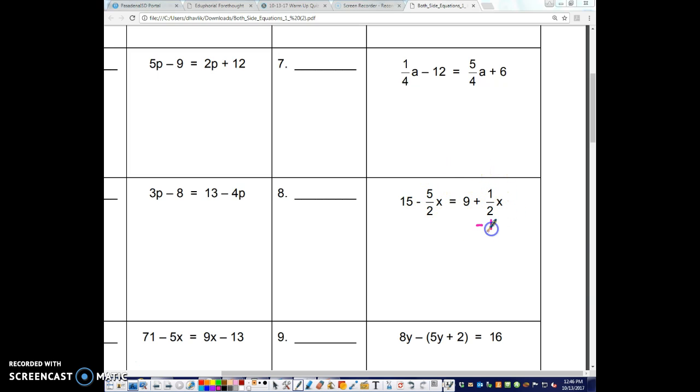So we need to subtract 1/2 x. Subtract 1/2 x. Okay, equal signs here. 1/2 x minus 1/2 x is 0, so that cancels out. We still have the 9. This 15 has nothing, so we leave it as 15. Now we need to find out what is negative 5 over 2 minus 1 over 2. Just use your calculator.